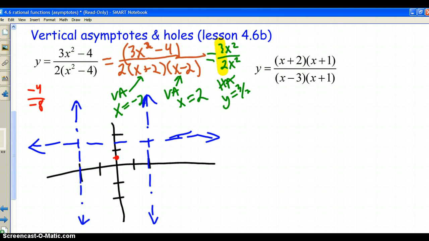I want to find my x-intercept, so I make y equal to 0. The denominator goes away because you multiply by that. 0 times anything is 0. So I'm just basically solving this equation. I get something like 4 equals 3x squared, divided by 3, divided by 3, and take the square root of both sides. Don't forget plus or minus. So I get x is equal to plus or minus the square root of 4/3.